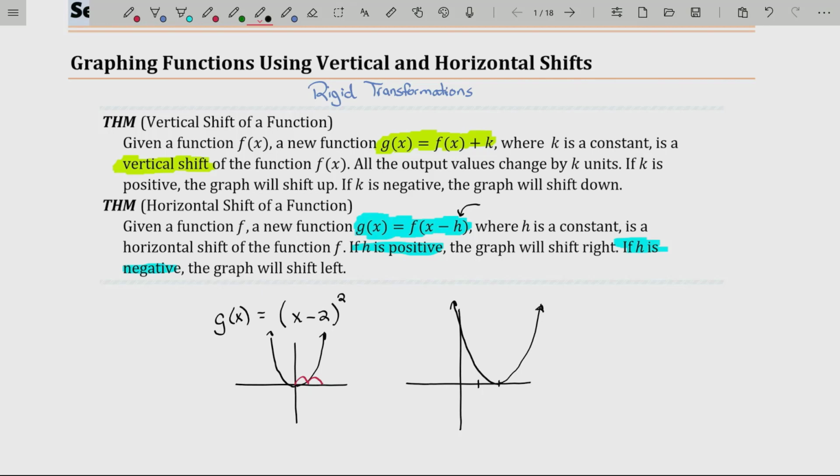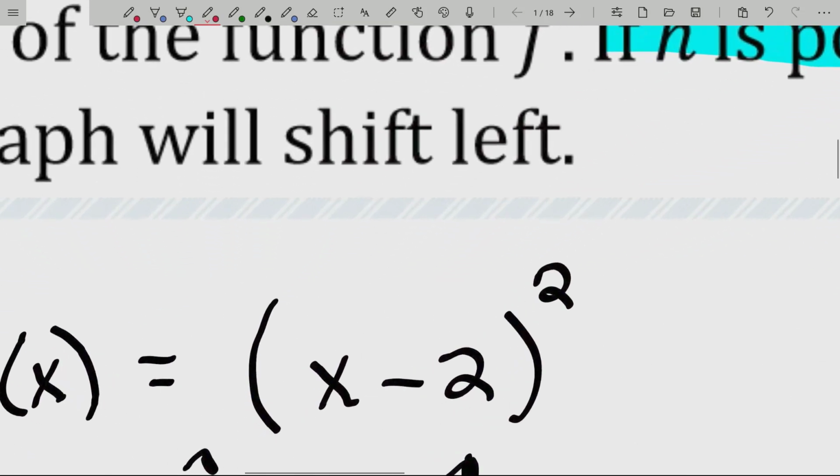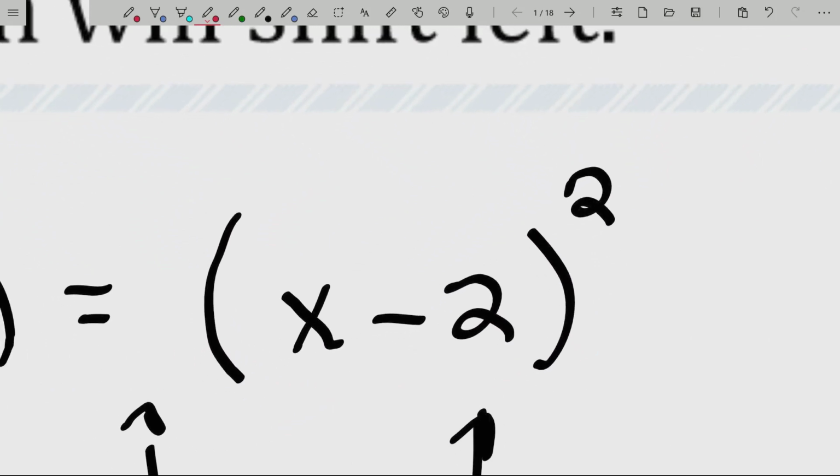Whatever turns the argument of f, this guy right here, whatever turns that into 0, that's where the new vertex is, or that's where the new center of your function is. So in our case down here, we had an x squared, or a parabola, but now it's an x minus 2 squared. And what turns this argument into 0 is 2. So that's how far it's been shifted, 2 units. 2 plus 2 units, so 2 units to the right.